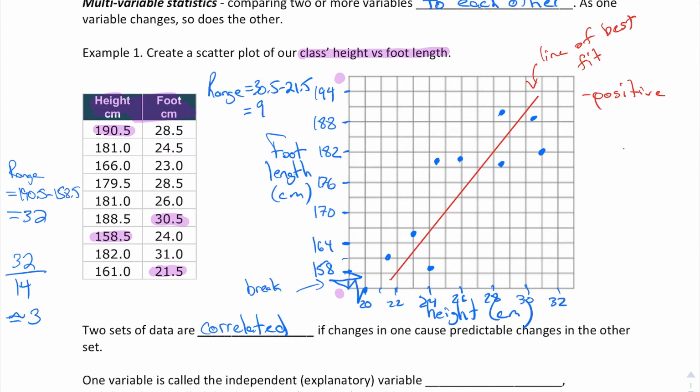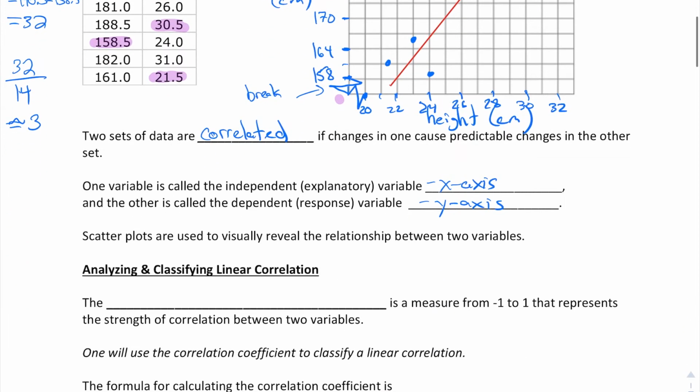We're going to be going through a lot of why that is, or if it's causation versus correlation, but we'll talk about that a bit after. In this case, one variable is the independent, the one that goes on the x-axis, and the dependent one obviously goes on the y-axis. Scatter plots are useful to visually reveal the relationship between two variables. Again, it doesn't necessarily mean that one causes the other, but it definitely represents a correlation between the two.